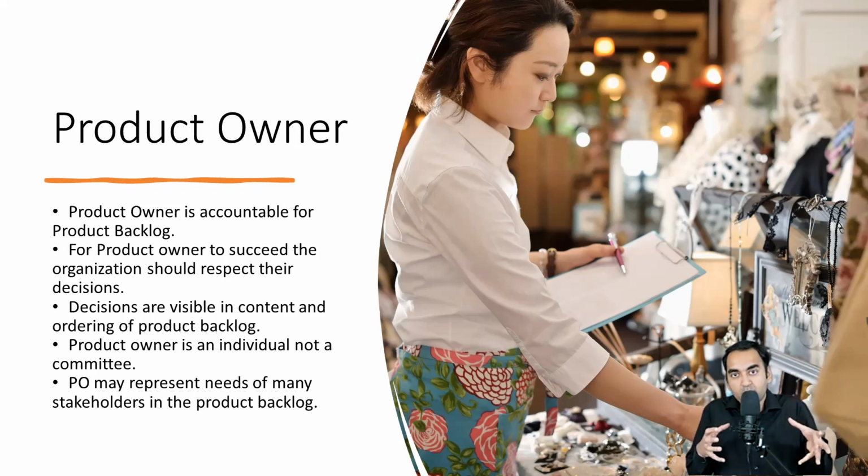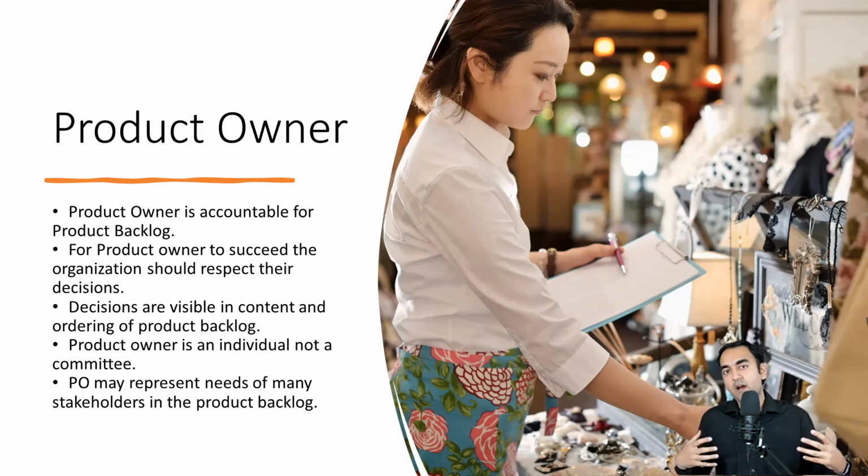Now, if this music needs to go in a movie, and the movie director or producer interferes too much, then it might affect the music composition. The same happens in an organization as well. So it's important for an organization to respect the product owner's decisions. The decisions are visible in the content and ordering of the product backlog.